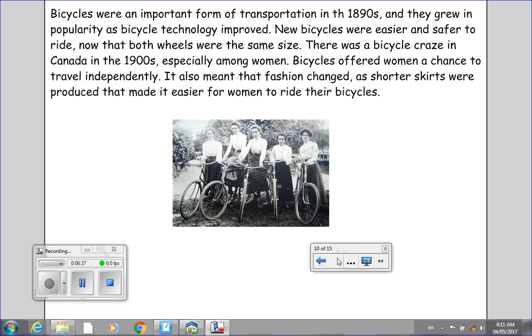And moving forward. Bicycles were an important form of transportation in the 1890s, and they grew in popularity as bicycle technology improved. New bicycles were easier and safer to ride now that both wheels were the same size. There was a bicycle craze in Canada in the 1900s, especially among women. Bicycles offered women a chance to travel independently. It also meant that fashion changed as shorter skirts were produced that made it easier for women to ride their bicycles.